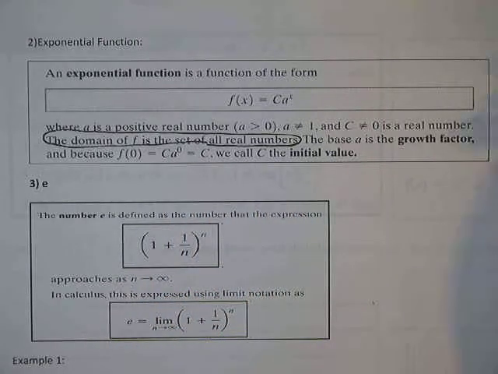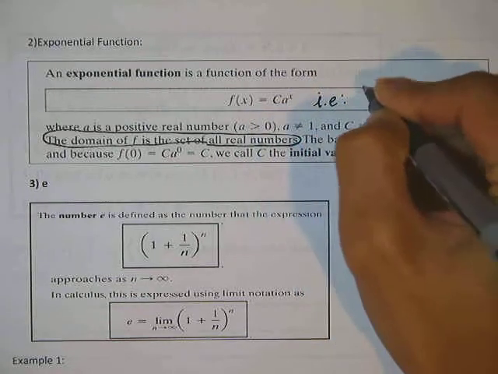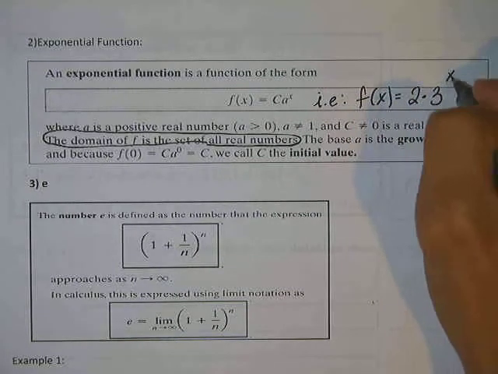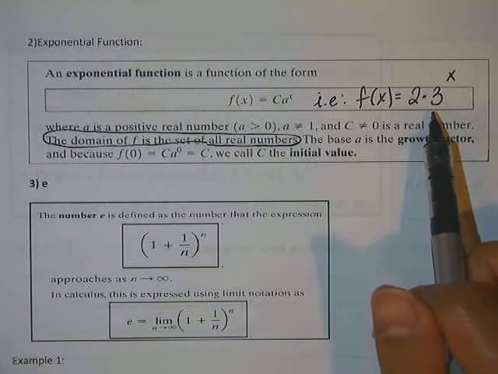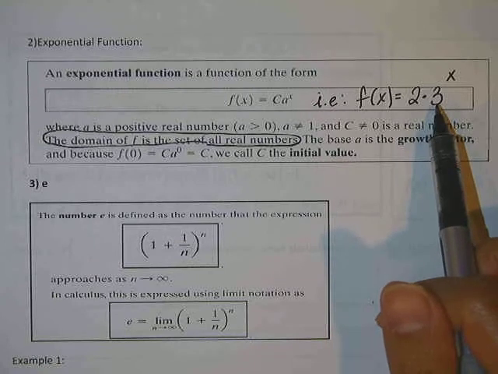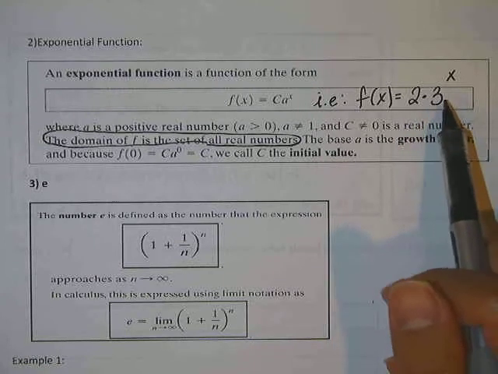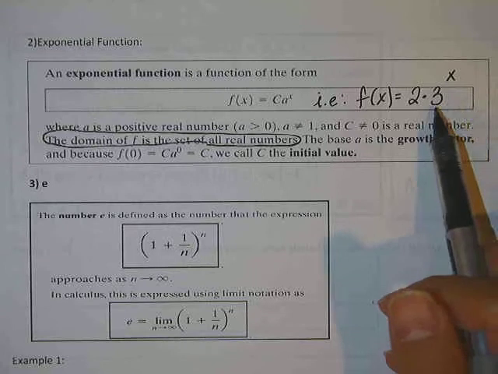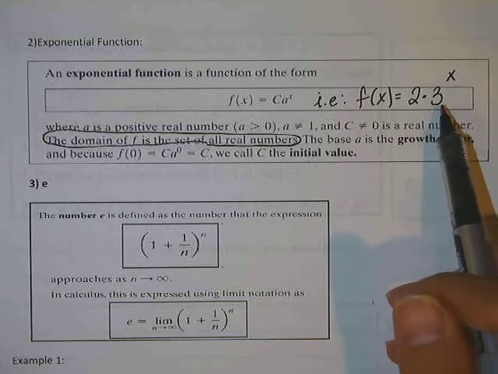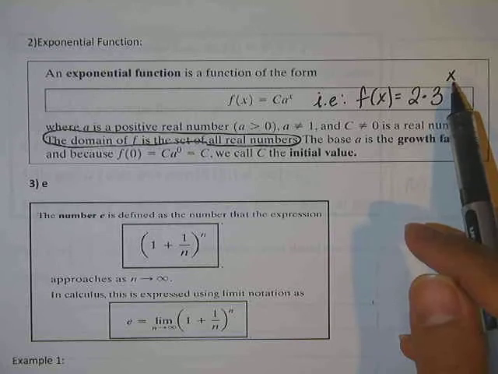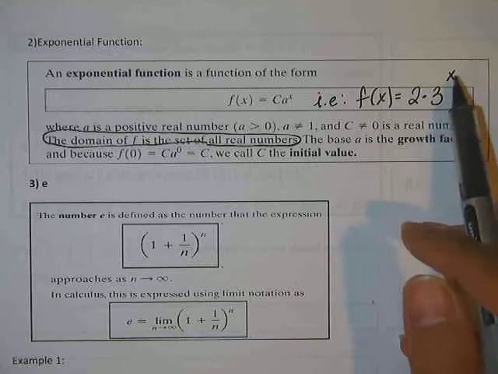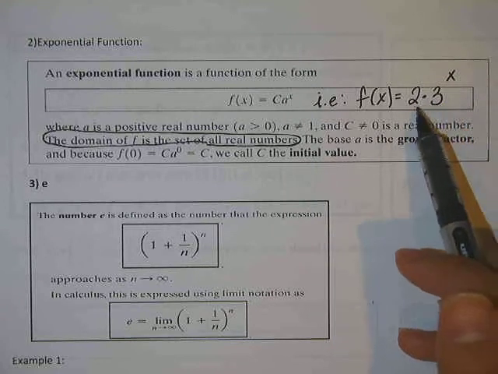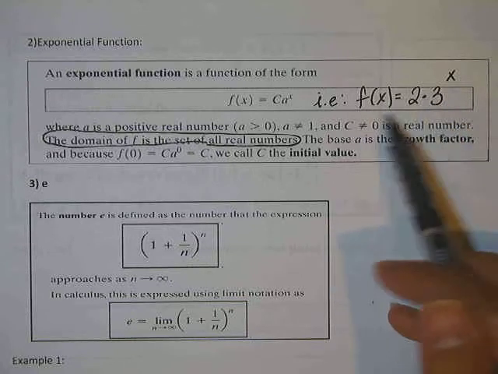A couple of examples: f of x equals 2 times 3 to the x power. This is the growth equation. It's a growth equation because the larger the x I substitute in, for example, if x is 1, 3 to the 1 is 3, and 3 times 2 is 6. If I substitute 2 in for x, 3 to the second is 9, and 9 times 2 is 18. As you can tell, as x gets larger, this is a growth factor.